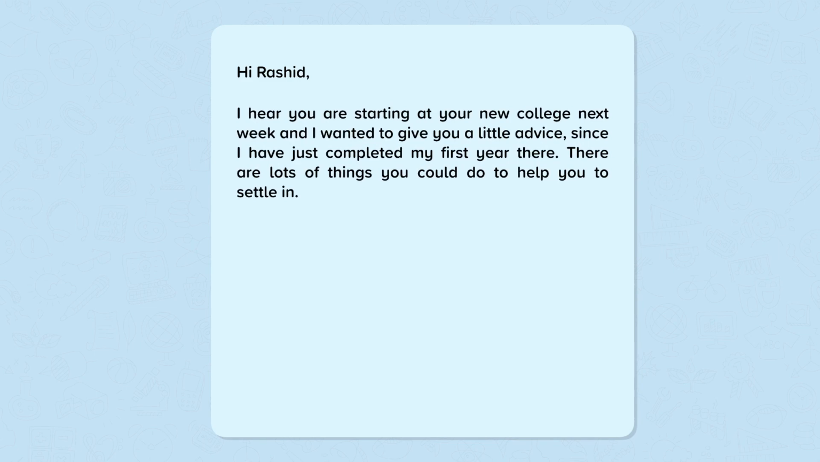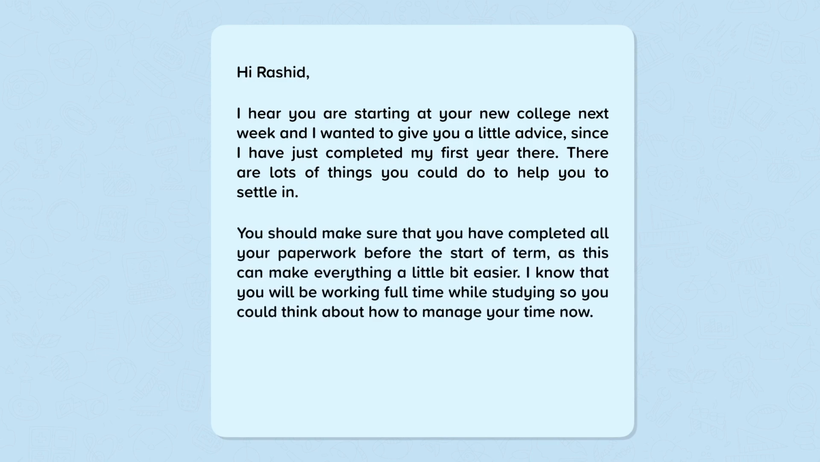There are lots of things you can do to help you to settle in. You should make sure that you have completed all your paperwork before the start of term, as this can make everything a little bit easier. I know that you will be working full-time while studying, so you could think about how to manage your time now.